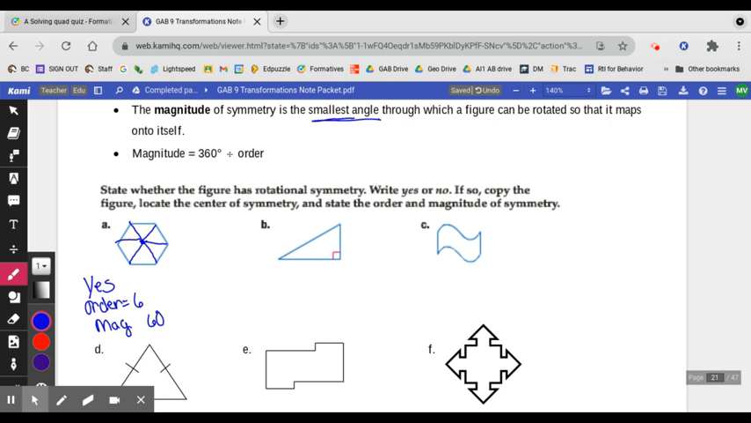And our center of rotation would be where the radii meet. Letter B is a right triangle. It is not isosceles. It's a scalene right triangle. Therefore, it does not have rotational symmetry. Letter C, that weird shape there, does, but it's only 180 degrees. So its order is 2, and its magnitude is 180. The order is 2 because 180 and 360.